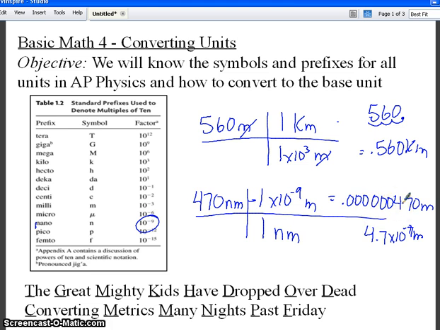I just showed you how to use this chart. It is now your job to practice converting units so that you can convert between units, because you're going to be doing this a lot in this class.